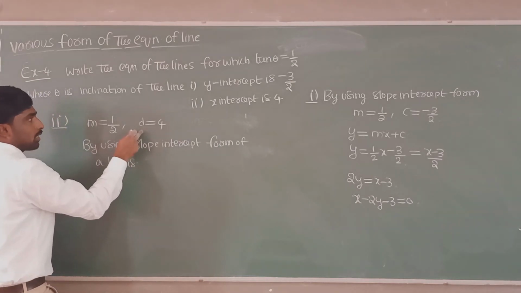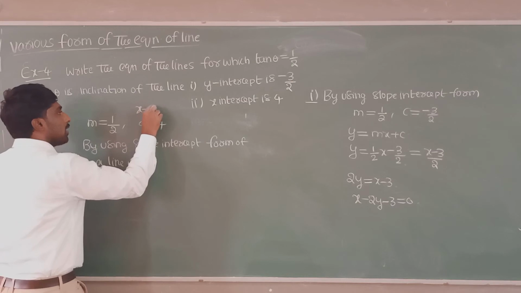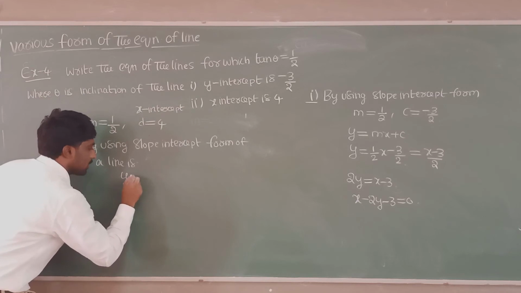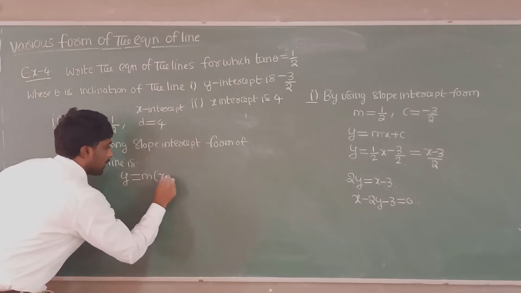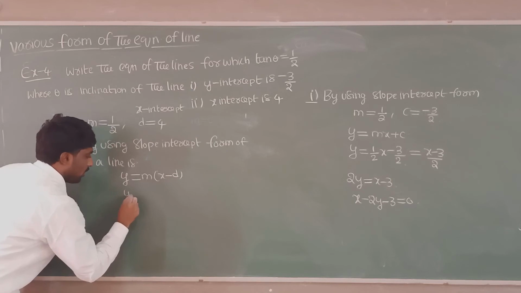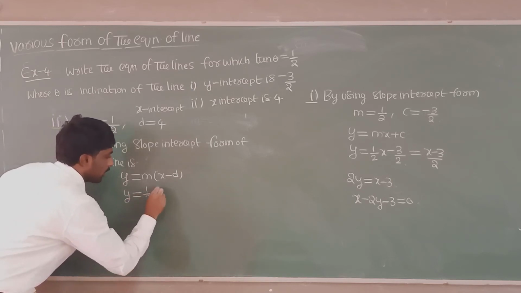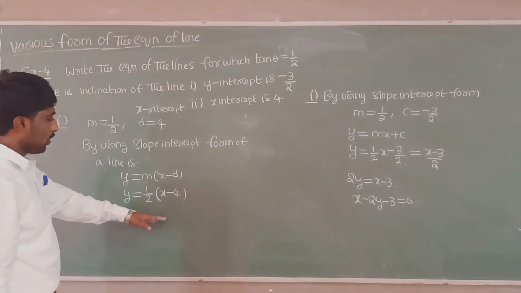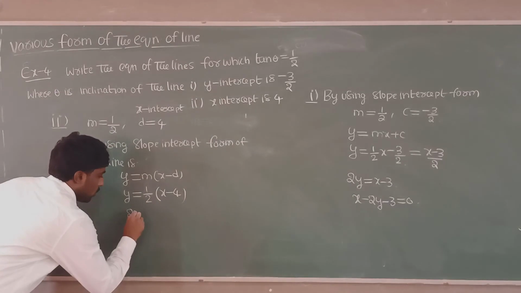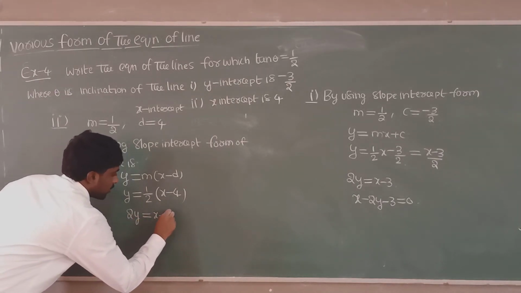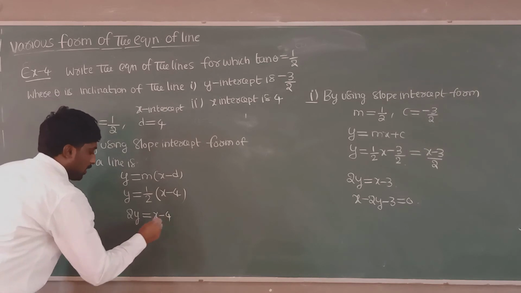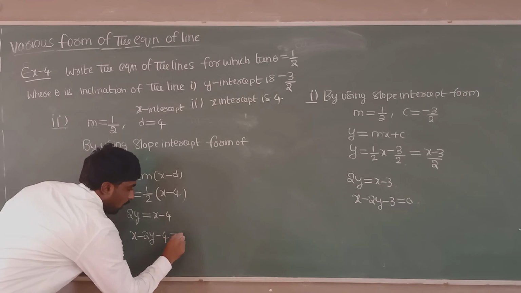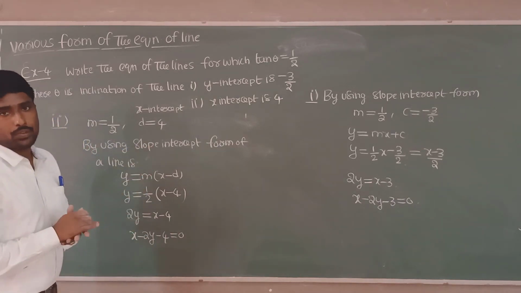whenever they mention the x-intercept, what is the equation of the straight line? y equals m into x minus b. So y equals m value, 1 by 2, into x minus b value, x minus 4. Now if I cross multiply, what I will get here? 2y equals x minus 4. Now if I shift that side, I get x minus 2y minus 4 equals 0. So this is the required equation of the straight line.